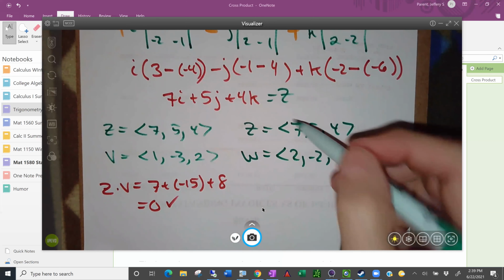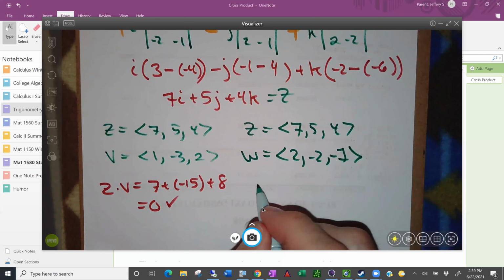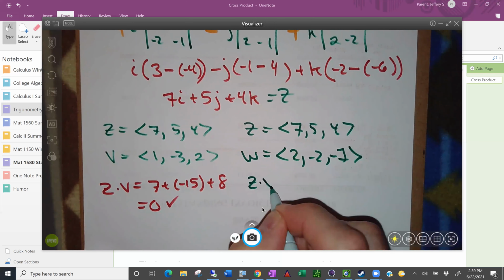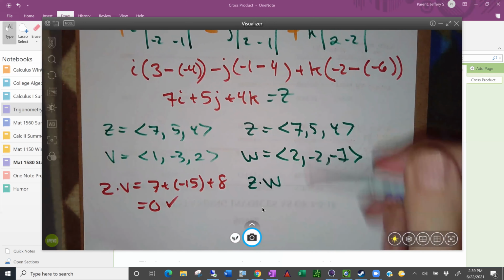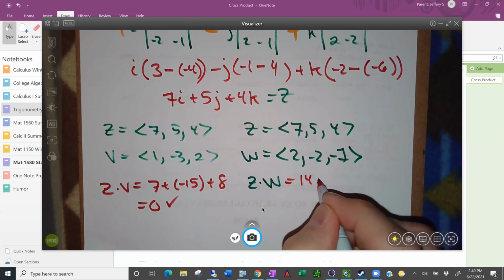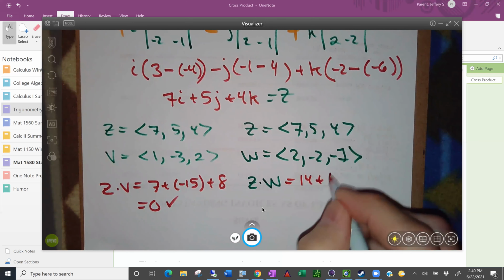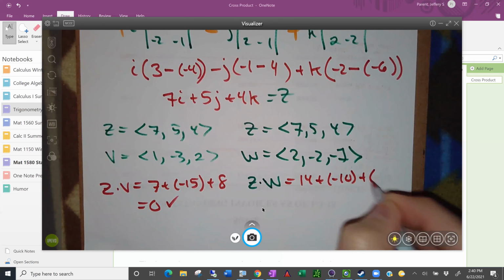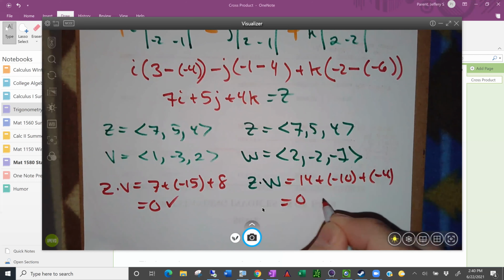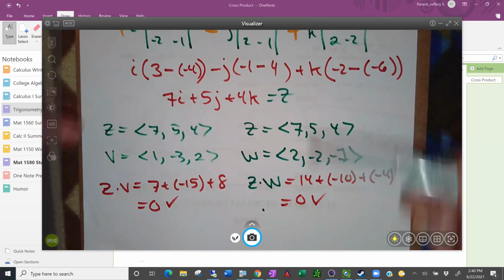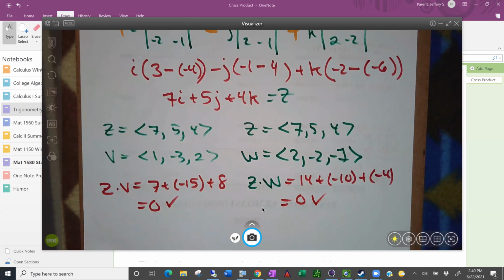So let's see, 7 times 2, z dot w, 7 times 2 would be 14, plus -10, plus -4, and again, I get 0. So this vector is perpendicular to both of my original vectors.